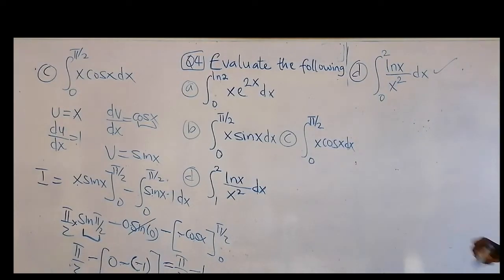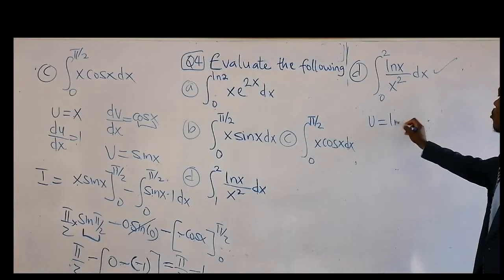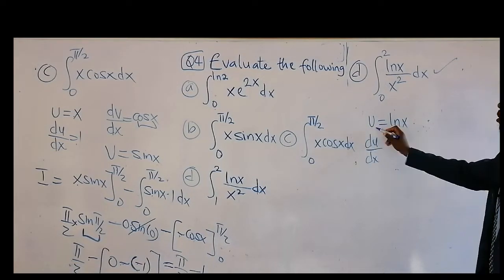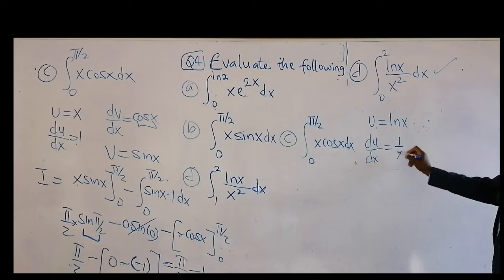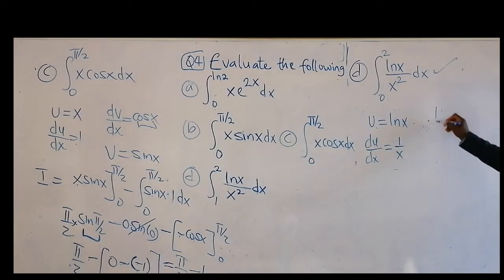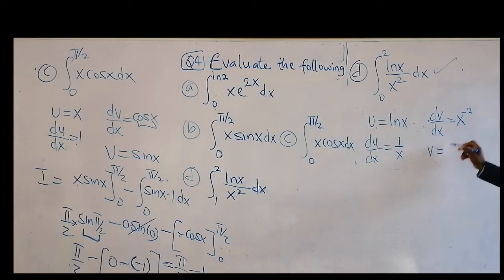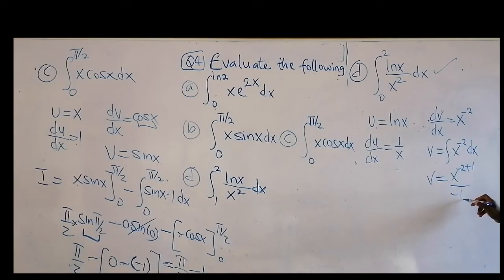The d part, we have the integral of ln x over x to the power 2. So this is the d part. The differentiable function will be ln x, that's the u dx. Differentiate this with respect to x, that's 1 over this. Then the v dx, that's 1 over x to the power 2, which is x exponent minus 2. So v will be equal to integral of x to the power minus 2 dx. So v is equal to what? x to the power minus 2 plus 1 all over minus 1. Minus 2 plus 1, that's minus 1. And that will give us v equal to minus 1 over x.